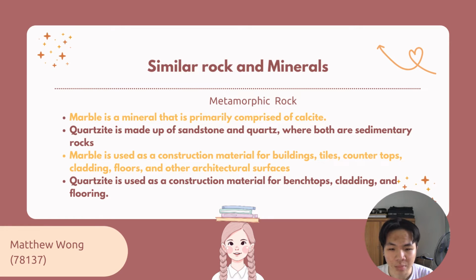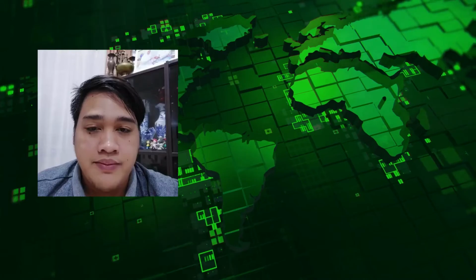Unlike marble, quartzite is not a mineral. It is made out of sandstone and quartz, where both are sedimentary rocks. For uses, marble is used as a construction material for buildings, tiles, countertops, cladding, floors, and other architectural surfaces, while quartzite is commonly used as a construction material for benchtops, cladding, and flooring.